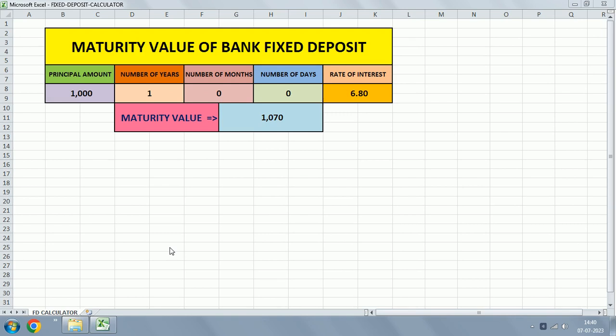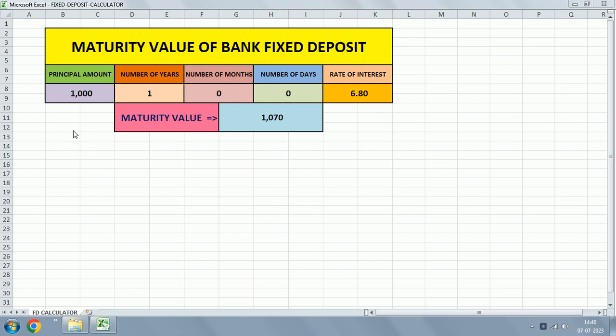In this video I am going to tell you about a calculator which I have developed for determining the maturity value of bank fixed deposits. This calculator is Excel based and is very simple and easy to use.